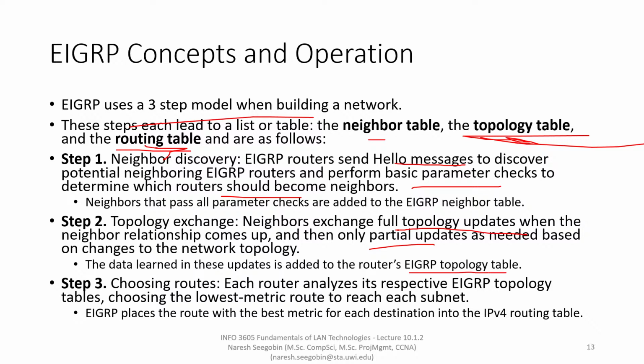Then choosing routes: it analyzes the topology table for each subnet and places each best one into the IPv4 routing table. Step 3 uses the DUAL algorithm, that's the algorithm it uses to find out what is the best route and put that into the routing table.